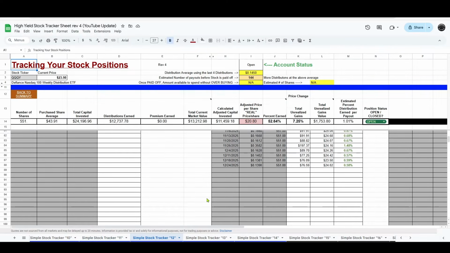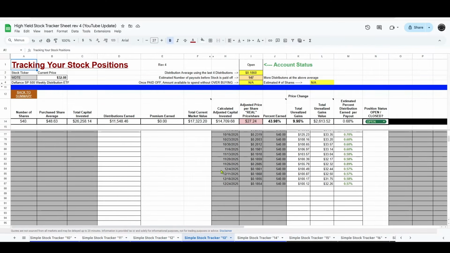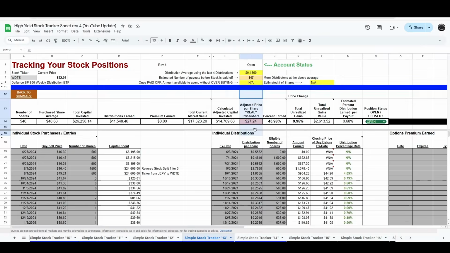Next is QQQY. We've updated this one previously. My adjusted price per share of $20.80 and the current price of $23.98 means I am green on this one as well. And if I were to sell all 551 shares, I will make $1,700. WDTE was previously updated and my real price per share being $27.24, the current price being $32.08. Therefore, if I were to sell all my shares, I'm going to make $2,600.